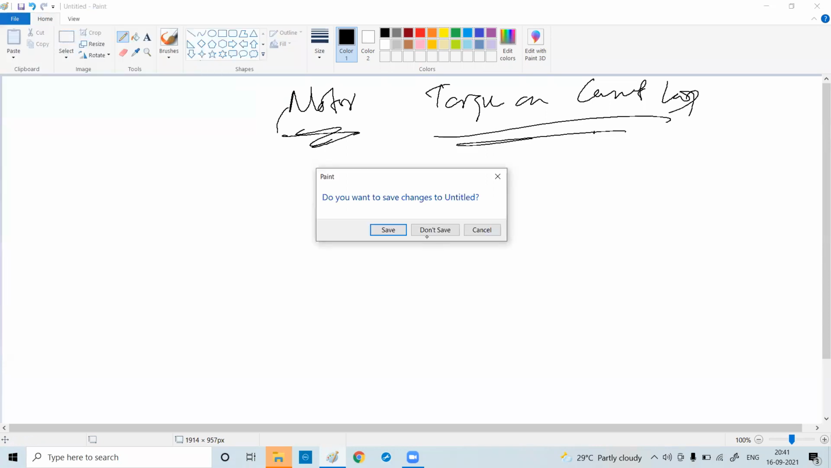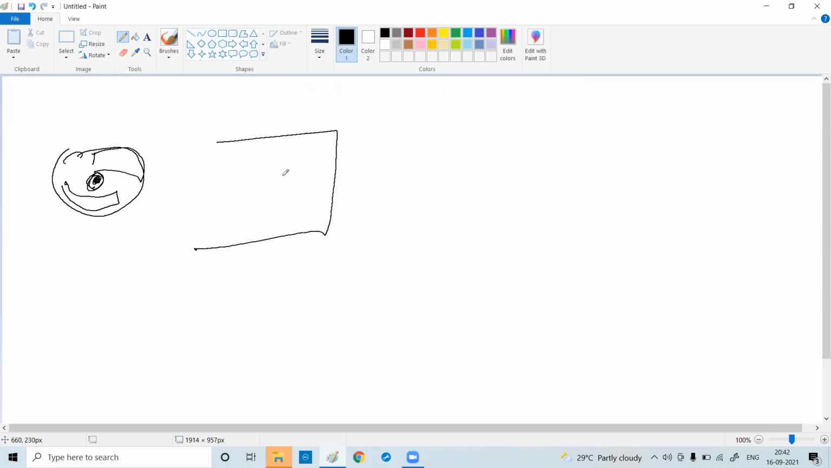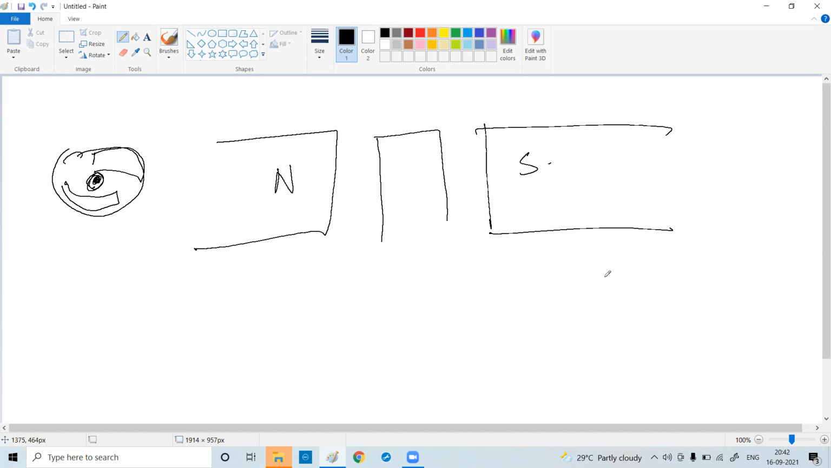I will just teach you the main principle. So the motor will be like this. If you see a small motor, it will be like this. There will be two horseshoe magnets, and inside there will be a coil which will rotate. The motor will have two poles, a north pole and a south pole.